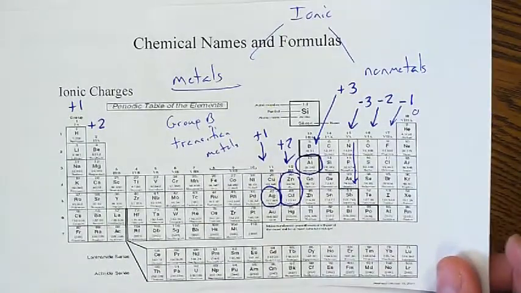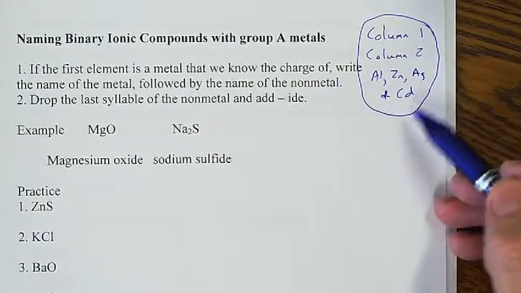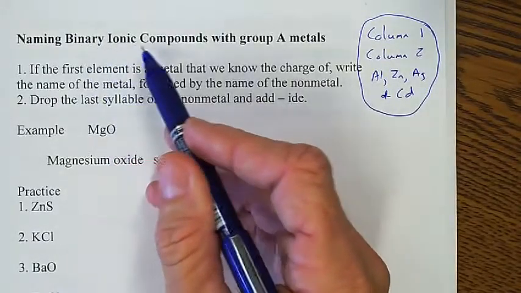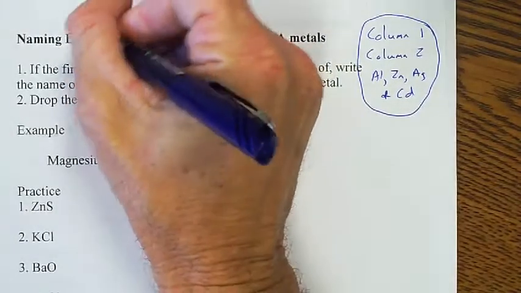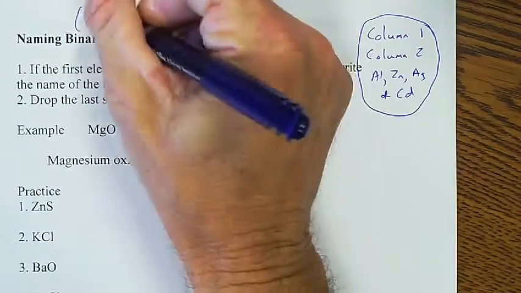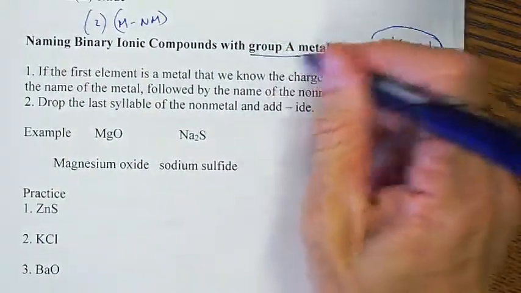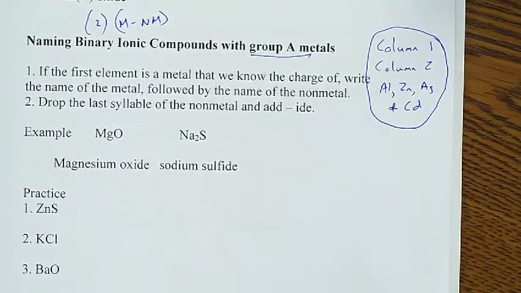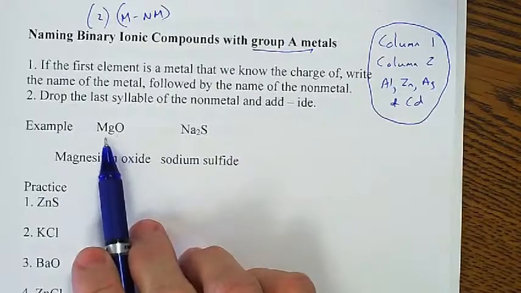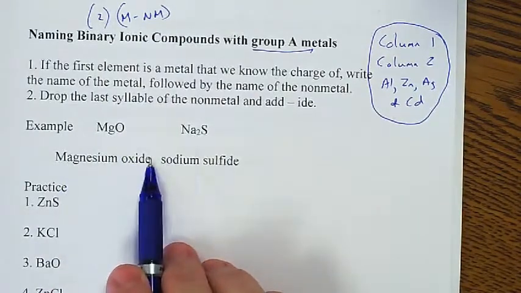So again, we know column 1, column 2 metals, aluminum, zinc, silver, and cadmium. We're talking about binary ionic compounds. Binary means just two things. Ionic means it is a metal with a non-metal. When you're writing these compounds, the metal always goes first. And again, the Group A metals are the ones we know the charge of. So in Mg and O, what we call that, magnesium and oxygen, drop the last couple of syllables, magnesium oxide.